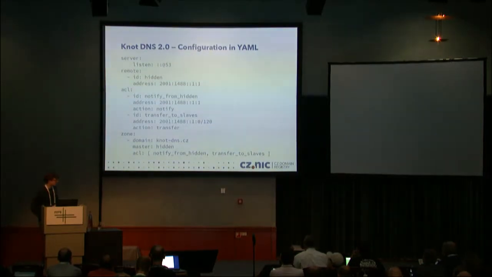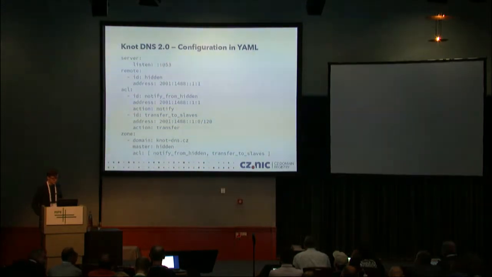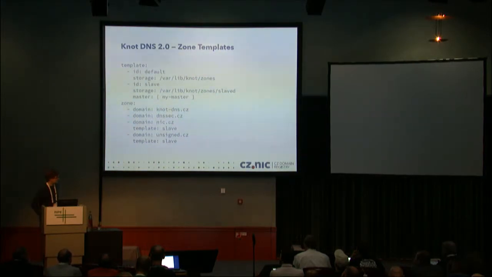Yeah, this is an example of a configuration, how it looks in practice. We use simplified YAML format. We have our own parser, so at the moment it can't parse everything which your script can write. This is basically how it looks like. This is a sample configuration for a master server which pulls a zone, knot-dns.cz, from some hidden master, and allows distributing of this zone to slave servers.